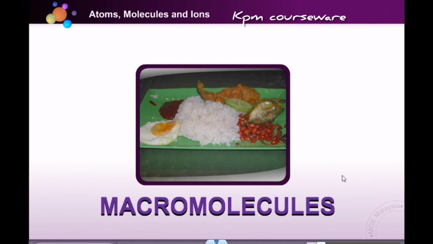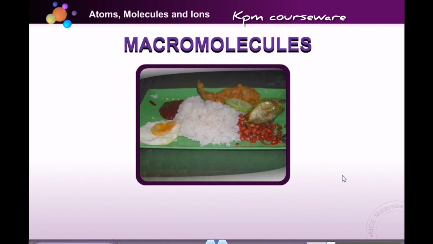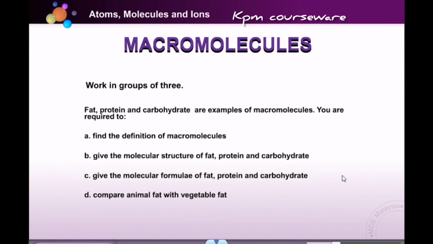Do you know what a macromolecule is? Fat, protein, and carbohydrate are examples of macromolecules. You are required to find the definition of macromolecules, give the molecular structure of fat, protein, and carbohydrate, give the molecular formulae of fat, protein, and carbohydrate, and compare animal fat with vegetable fat.